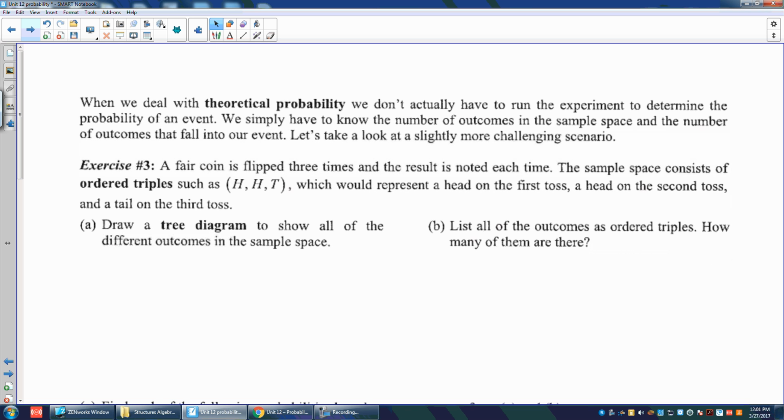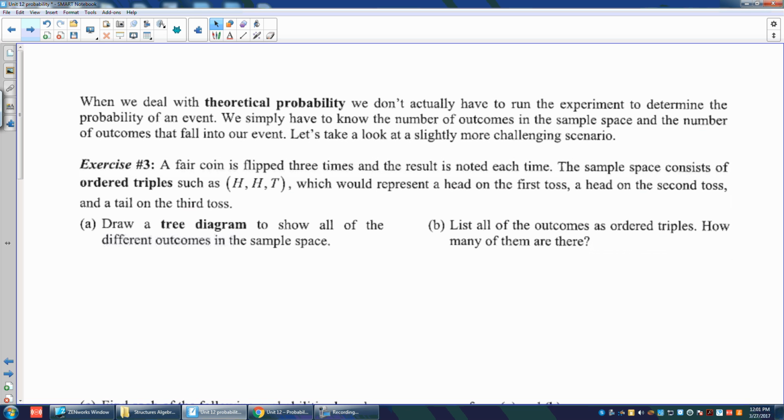When we deal with theoretical probability, that means experiments in our mind. We don't actually have to run the experiment to determine the probability of an event. We simply have to know the number of outcomes in the sample space and the number of outcomes that fall into our event that we're interested in. Let's take a look at a slightly more challenging scenario.